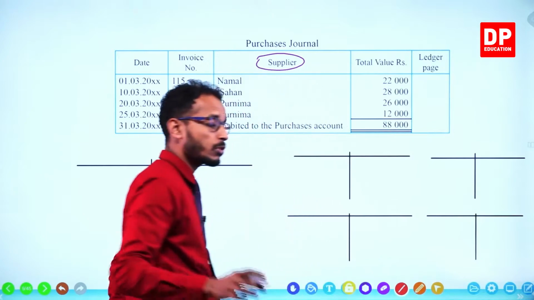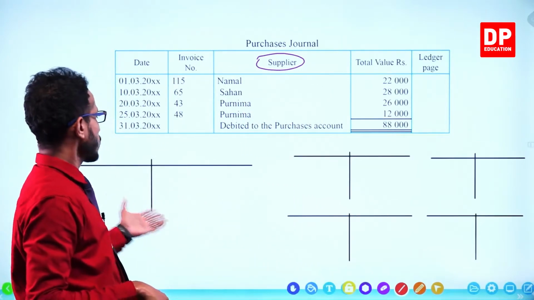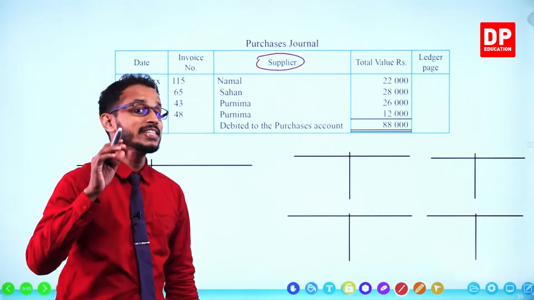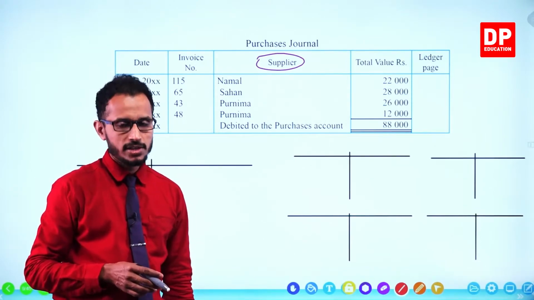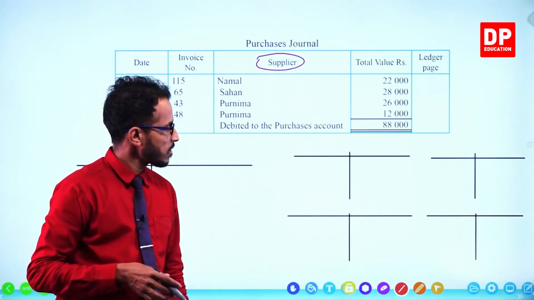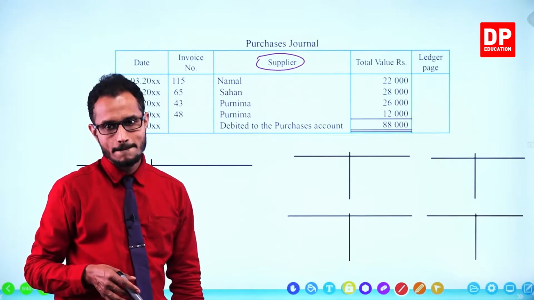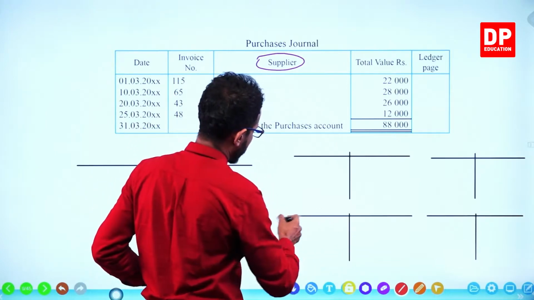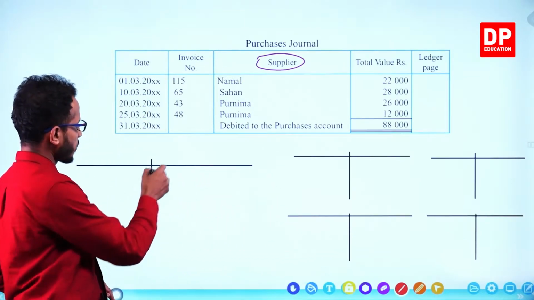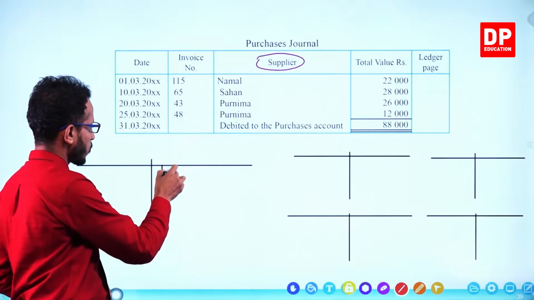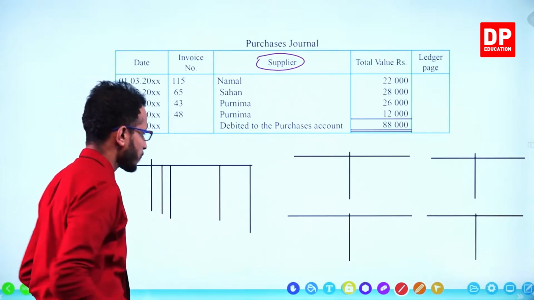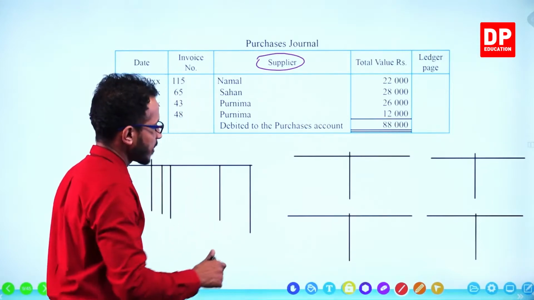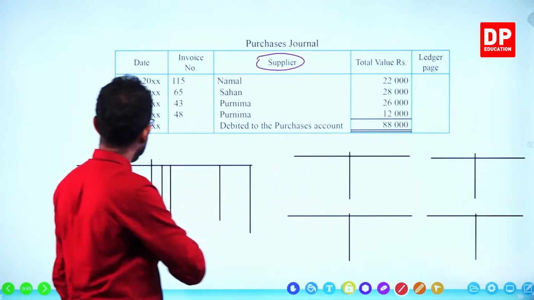I'm not drawing the full formats with the columns because it takes time, as you know. But in your examination, make sure that you draw the column formats, the full formats with columns, all right? Small things lead to big things, right?